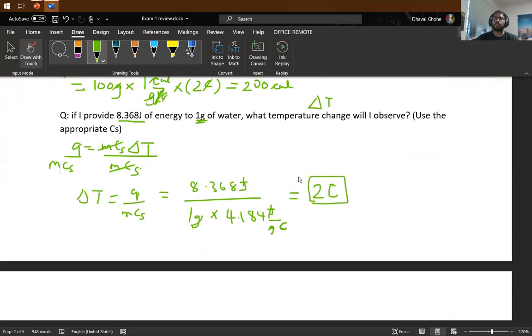Okay? If you observe, this number is exactly 2 times 4.184. So if you remember the definition of CS, specific heat stands for the amount of energy required to raise the temperature of 1 gram of water by 1 Celsius. But I'm providing twice the amount of heat, so I get a 2 degrees Celsius rise. Okay.